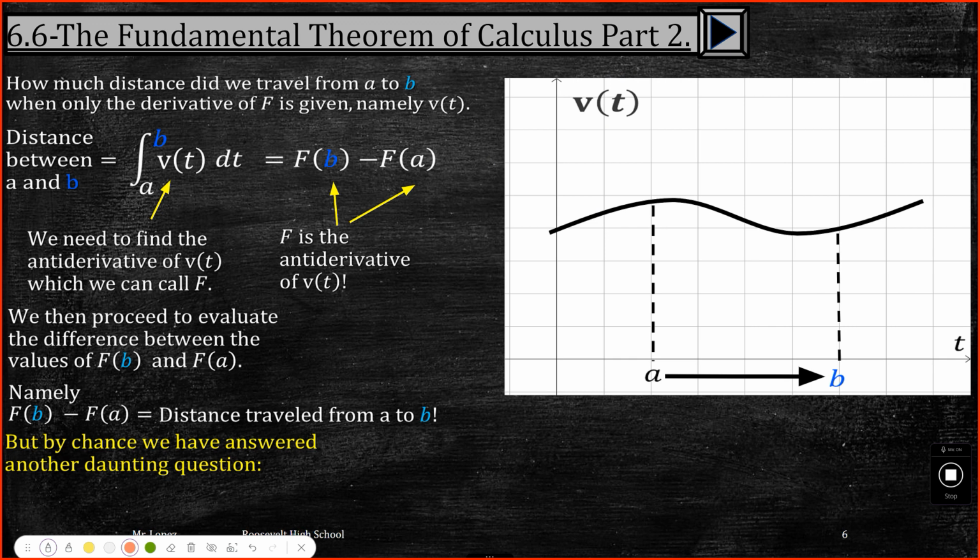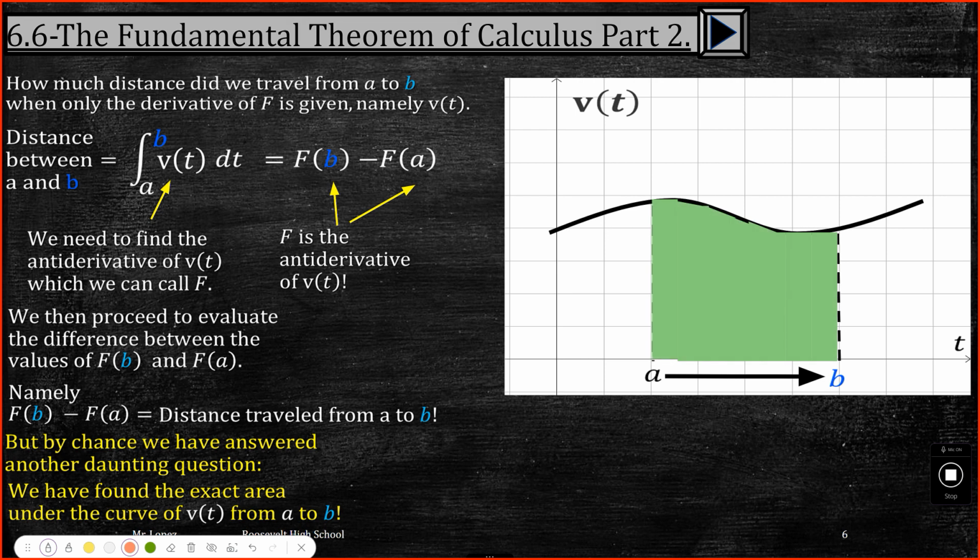And so when we do this, we have also answered this other question, the question of area under the curve. What is the area under a curve that is not like a rectangle or a triangle or a circle or anything, but is not even shaped? We have found the exact area under the curve of v of t from A to B. That green area right there would just be f of b minus f of a.